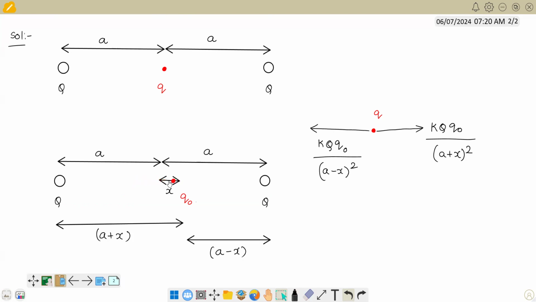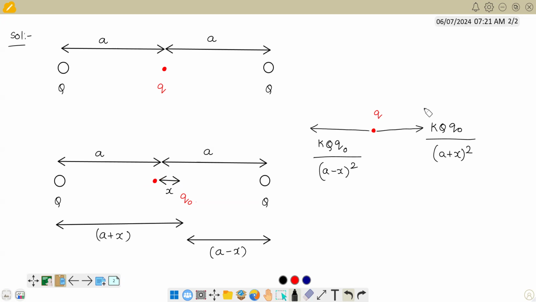So once you disturb it, it will start to execute simple harmonic motion. You are trying to move right, but the net force is towards the left. So the body will again try to come back. But since it cannot stop here, it will further move towards the left. In this way, even with slight displacement, our charge would start to perform a simple harmonic motion. So these are the forces.